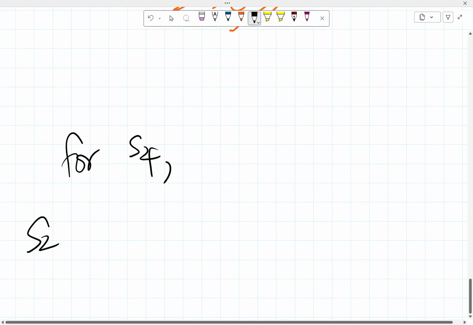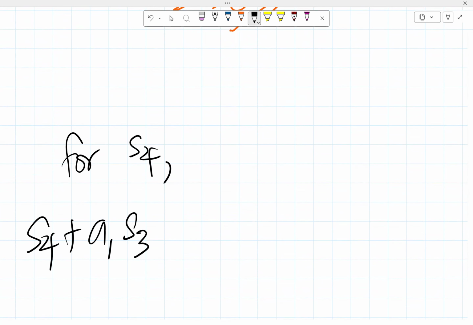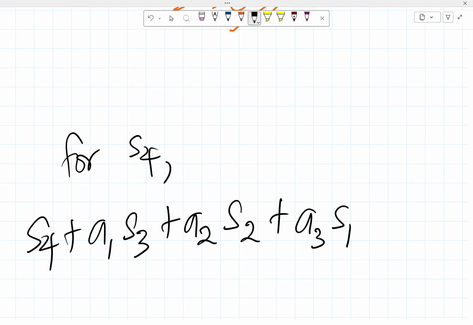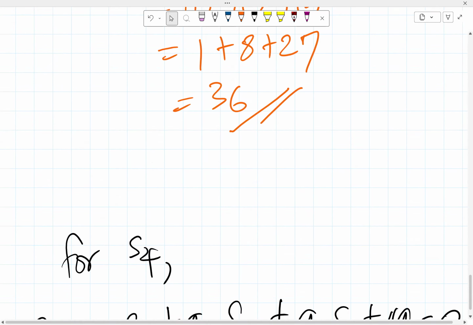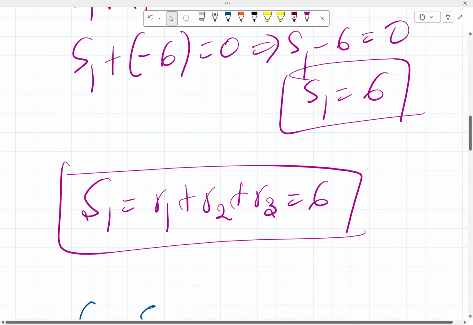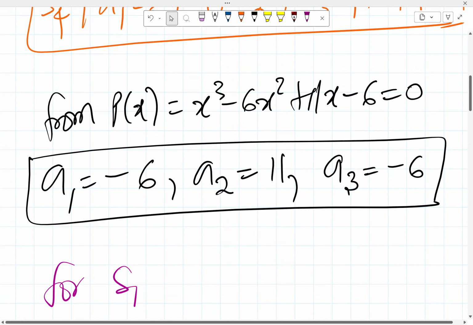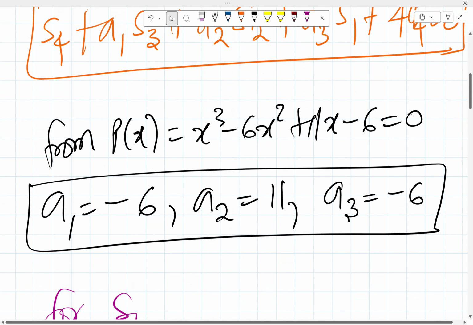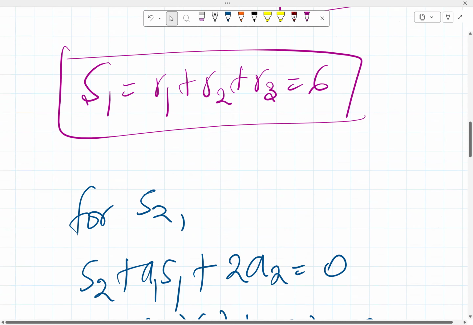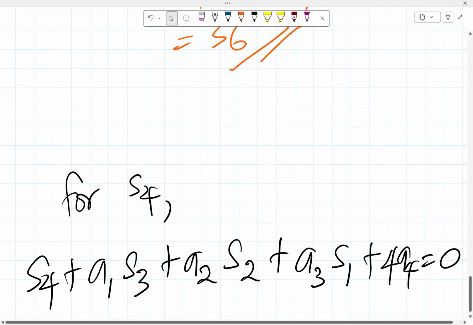So again, we know S4 plus A1 S3 plus A2 S2 plus A3 S1 plus 4A4 is equal to 0. We know we only have A1, A2, A3. A1 is minus 6, A2 is 11, and A3 is minus 6. A4 of course is 0 because we don't have anything like A4 here. So it's taken to be 0.